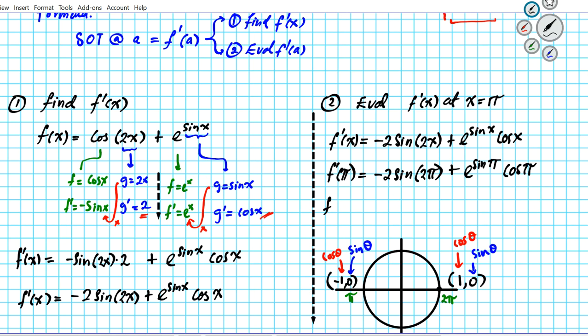F prime of pi is going to be negative 2 times sine of 2 pi, which is the y coordinate here, which is 0. So sine of 2 pi is 0. Plus e to the sine of pi. Sine of pi is 0 also. So e to the 0 times cosine of pi. Cosine of pi is the x coordinate here, which is negative 1. All right, and then if you simplify that, your final answer is going to be negative 1.